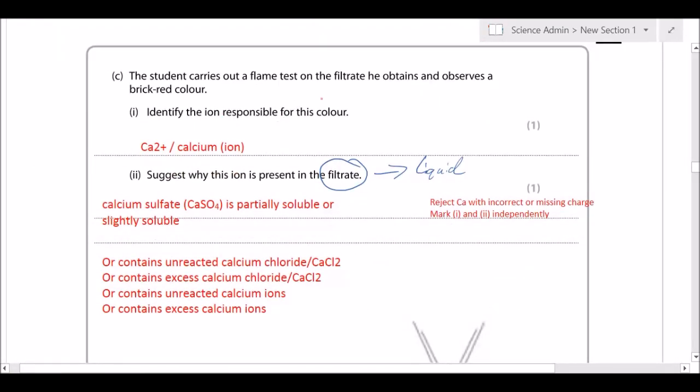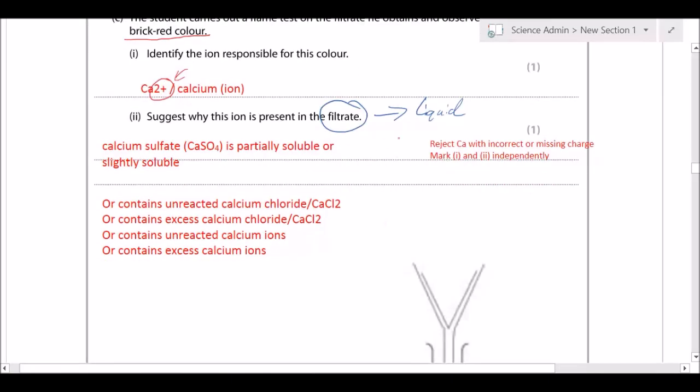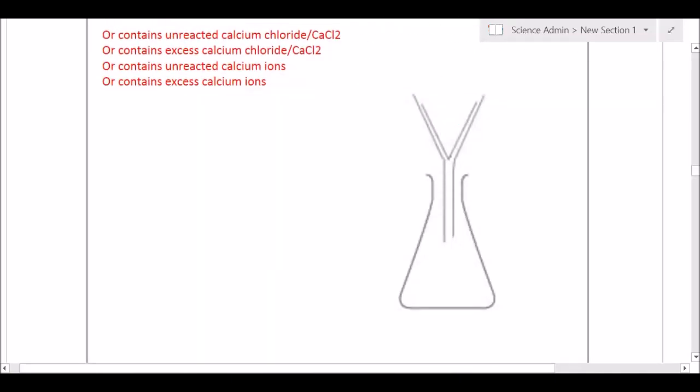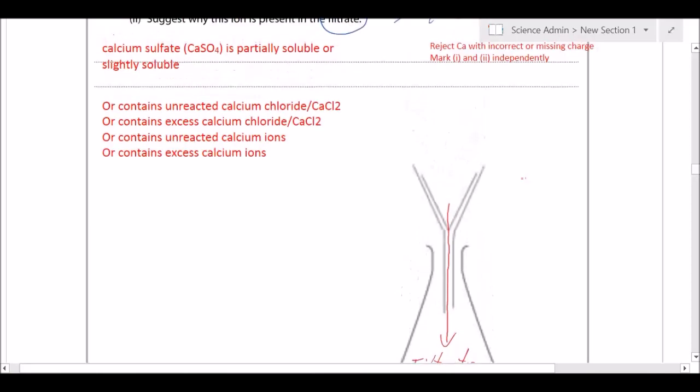Identify the ion responsible for this colour. So you've got a brick red colour. If you remember your flame tests, that's a calcium 2+ ion, and you did need the charge for the mark, okay, 2+. Suggest why this ion is present in the filtrate. So the filtrate is the liquid, obviously, that has gone through the funnel, yeah, so whatever passes through here, this is the filtrate, okay.